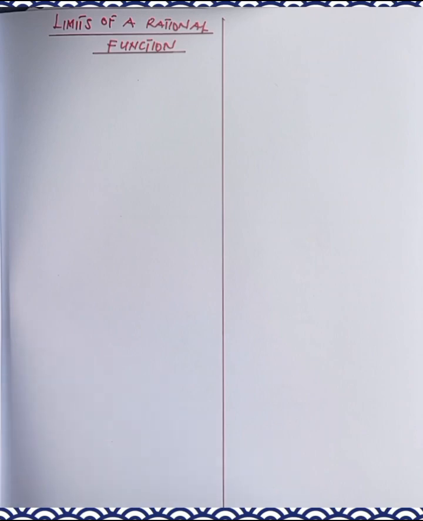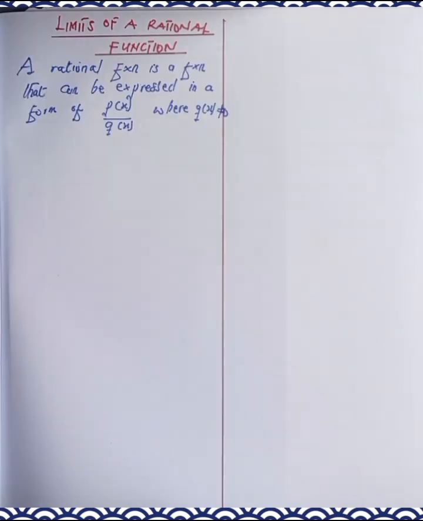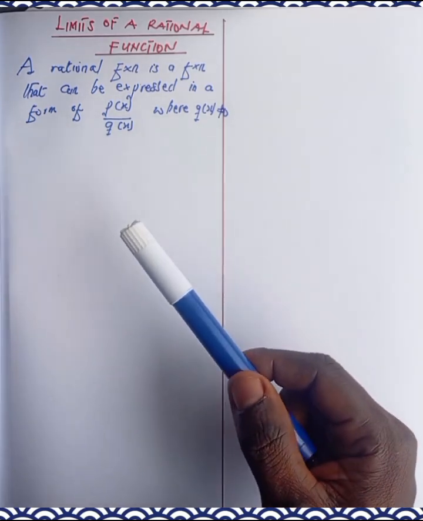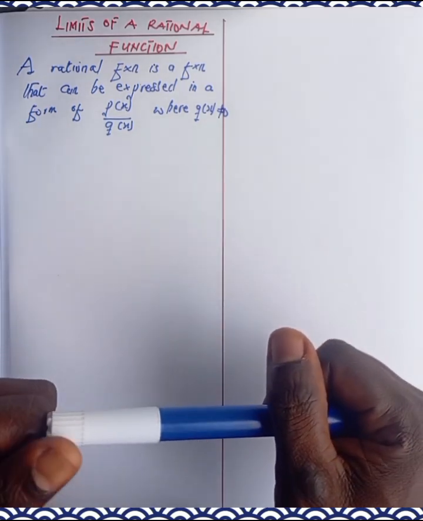Somebody may ask, what is a rational function? A rational function is a function that can be expressed in the form of p of x over q of x, where q of x is not equal to 0. So we are going to evaluate the limit of such functions.